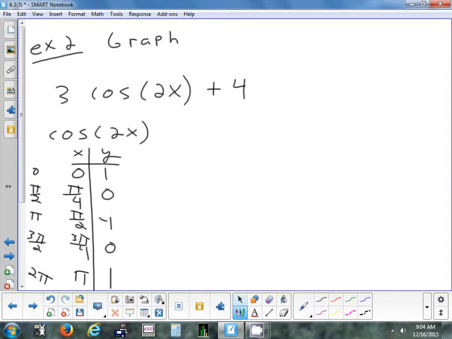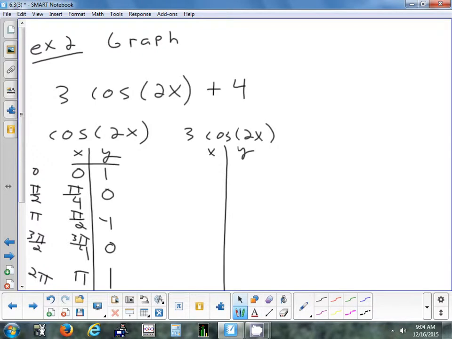All right. Now, and this is where the order becomes very important. Which one do I do next? The 3 or the 4? The 3. Okay, the vertical stretch. If you don't, it will come out wrong at this point.